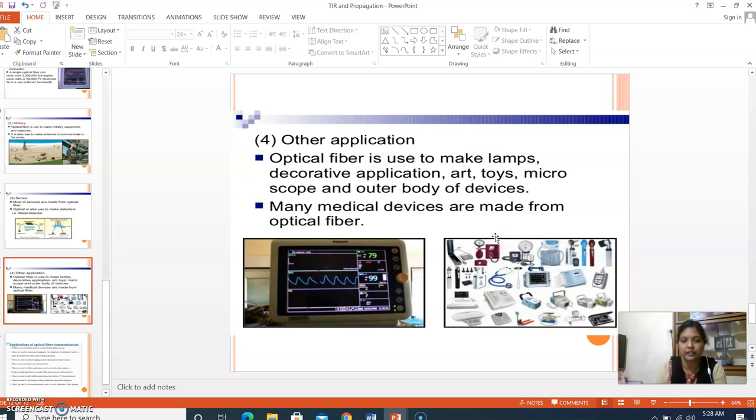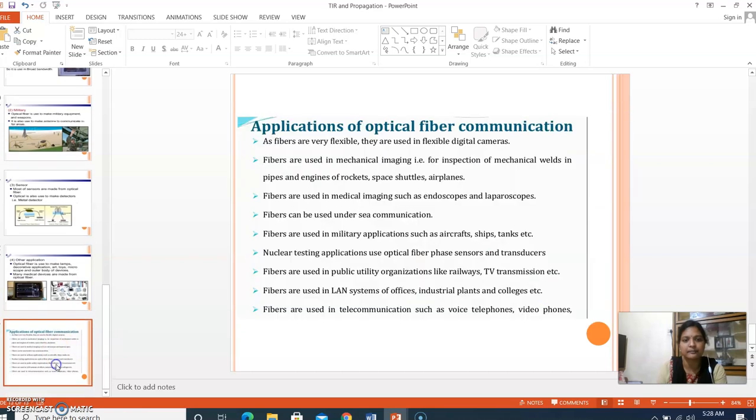Art, toys, microscopes, and outer bodies of devices are also made with it. Many medical devices are also made from optical fiber. These are the other applications of an optical fiber. They are used in mechanical imaging, that is, inspection of mechanical welds, pipes, engines of rockets, and space shuttles. They are also used in medical imaging such as endoscopes and laparoscopes.